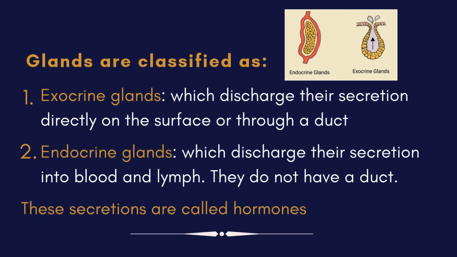Glands are classified as exocrine glands, which discharge their secretion directly on the surface or through a duct. Endocrine glands, which discharge their secretion into blood and lymph. They do not have a duct. These secretions are called hormones.